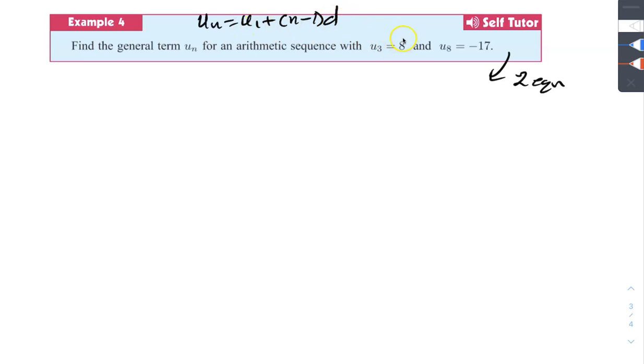So what I do have is these guys. Let's set them up by plugging in what we know. Look what it says. The third term, when you substitute in 3 here and here, it equals 8. So when I plug 3 in, it equals 8. You can think about it this way if you want.